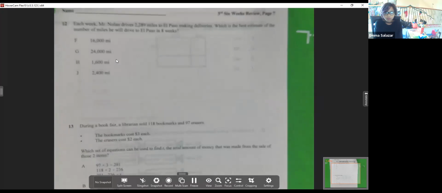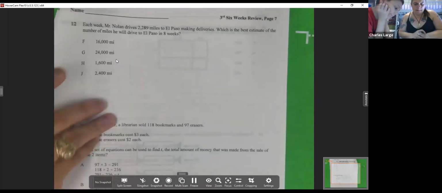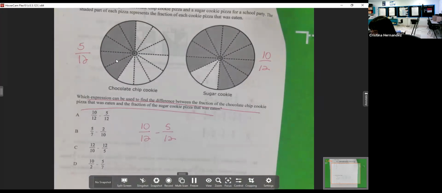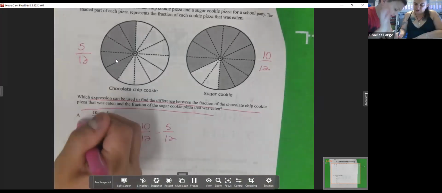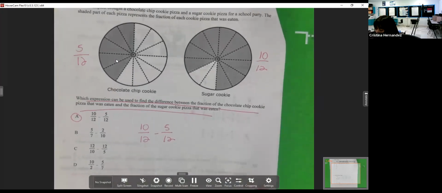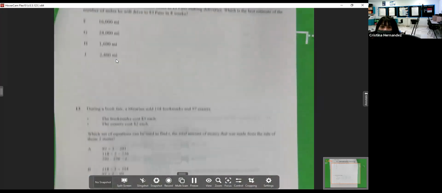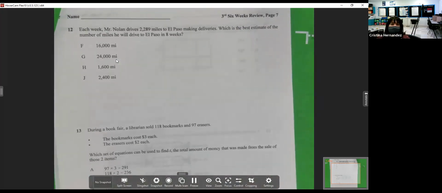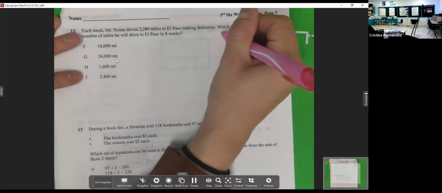Estimating, we haven't done this in a while either. Rounding, we haven't done rounding. What was number 11? Z or A? It was A. Number 12. Each week, Mr. Nolan drives 2,289 miles to El Paso. Which is the best estimate of the number of miles he will drive in 8 weeks?